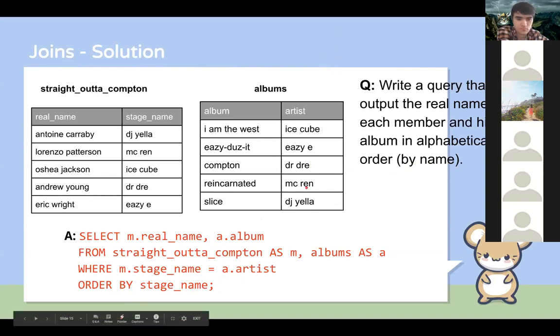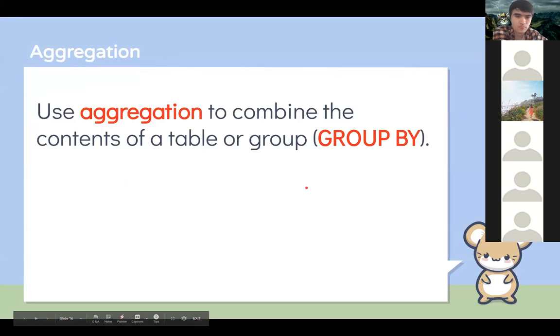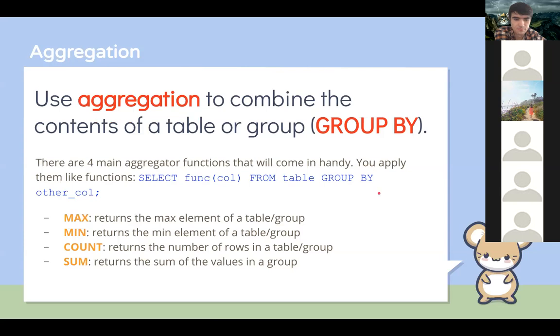Nope, okay, cool. So now we're gonna move on to aggregation. So basically we use aggregation to combine or smush the contents of a table or group using the keyword group by, okay? And there are four main aggregator functions that will come in handy for this class. And how you apply them is you apply them like functions. So let's say I want to use max. So what happens is in your select statement, you encapsulate it like you're calling a function, okay, for each of these four things.